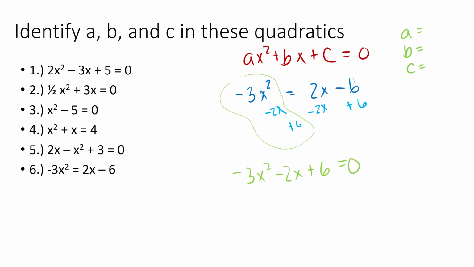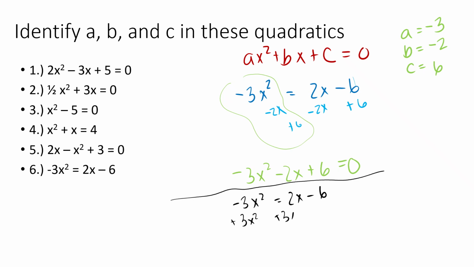So my values of A, B, and C could be -3 for A, -2 for B, and 6 for C. And that would be totally fine. Or you actually could do this, where you added the 3x squared to both sides. And so -3x squared plus 3x squared is 0. And then you would have 3x squared plus 2x minus 6. And if you did that, you would have 3, 2, and -6. So actually both of those would work for what you would intend to do.